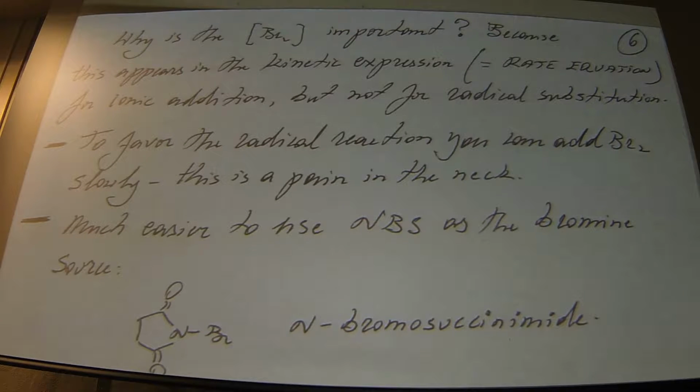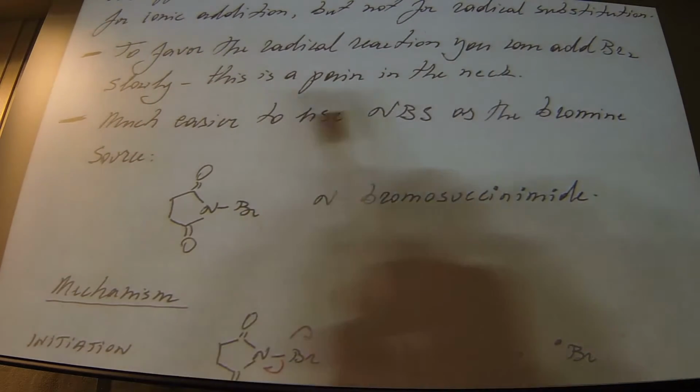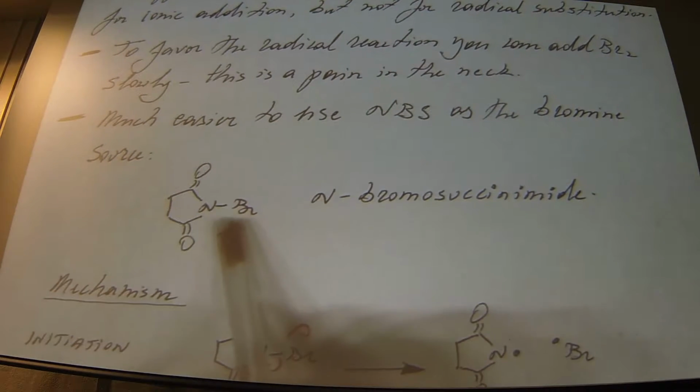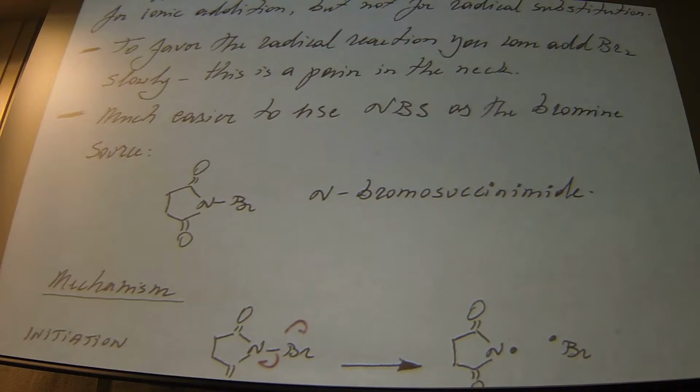And you can keep the concentration of the bromine low that way. That's a pain in the neck. There's a much easier way, and that is to use not bromine, Br2, but to use N-bromosuccinimide, which is this stuff, as the source of bromine atoms. And so the mechanism here is a really interesting one. Here's how it works.